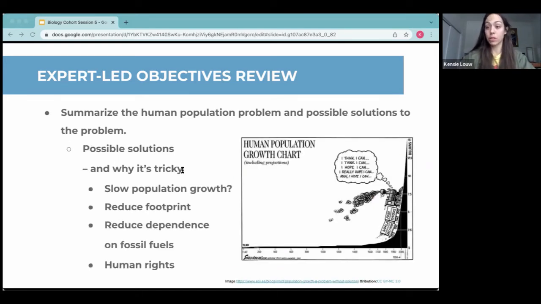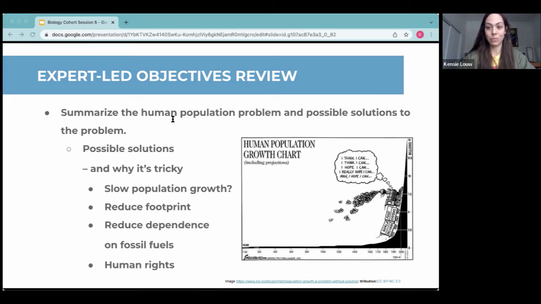So, possible solutions to the human population growth problem. The first most obvious solution that you might suggest would be to slow down population growth. And this has been attempted in different parts of the world throughout history. So yes, you can create mandates or laws to slow population growth. But then this can bring up problems of its own.